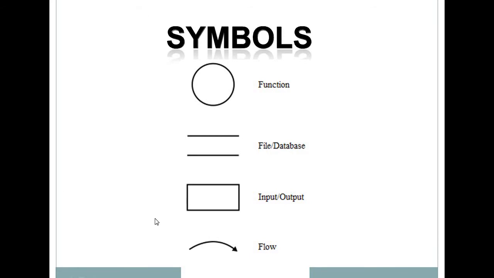These are the symbols in the slide, which show how a data flow diagram works. This is the symbol of function, and two parallel lines show how a file and database are used, how a file is transferred, input and output function is generated by this symbol, and flow is described with this symbol.